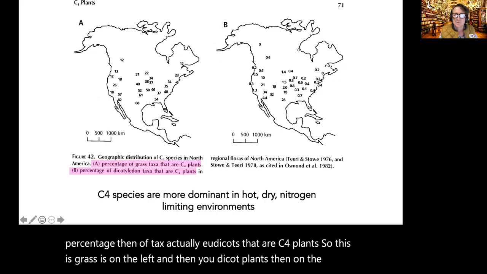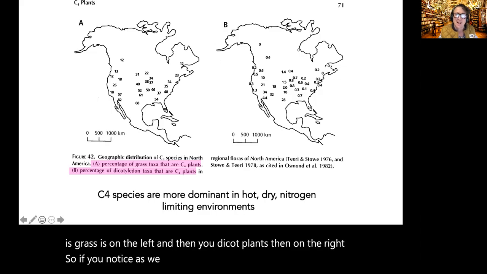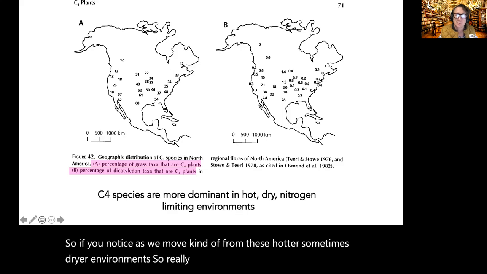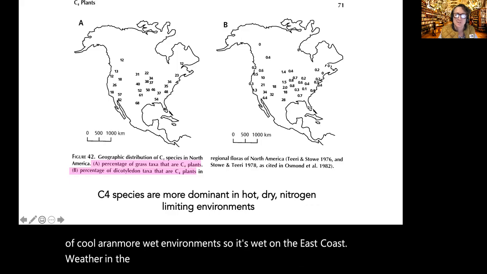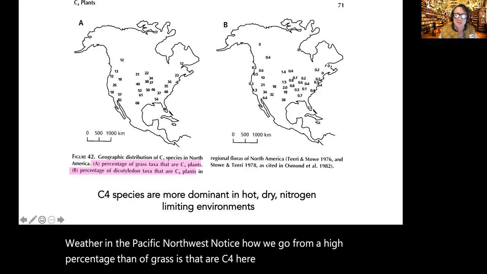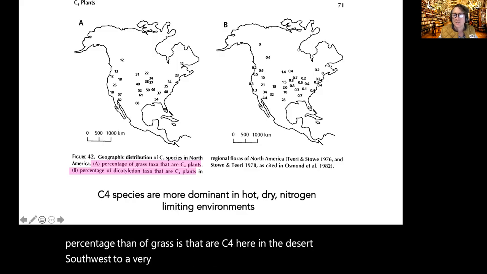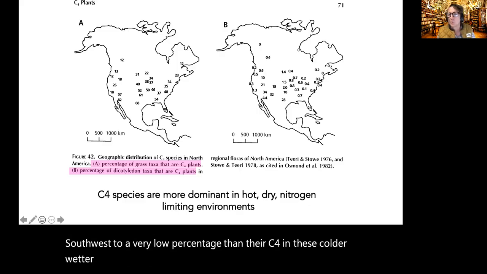So if you notice, as we move from these hotter, sometimes drier environments, so really hot environments, to increasingly cooler and wetter environments, so it's wetter on the East Coast, wetter in the Pacific Northwest, notice how we go from a high percentage of grasses that are C4 here in the desert Southwest to a very low percentage that are C4 in these colder, wetter environments. Same thing for eudicots, okay?